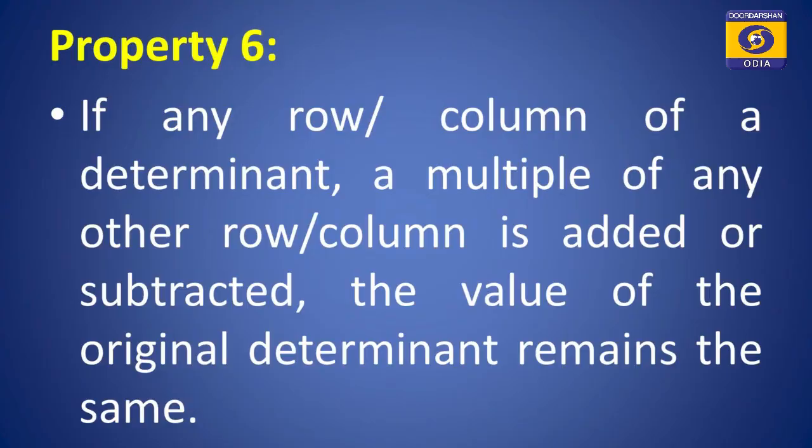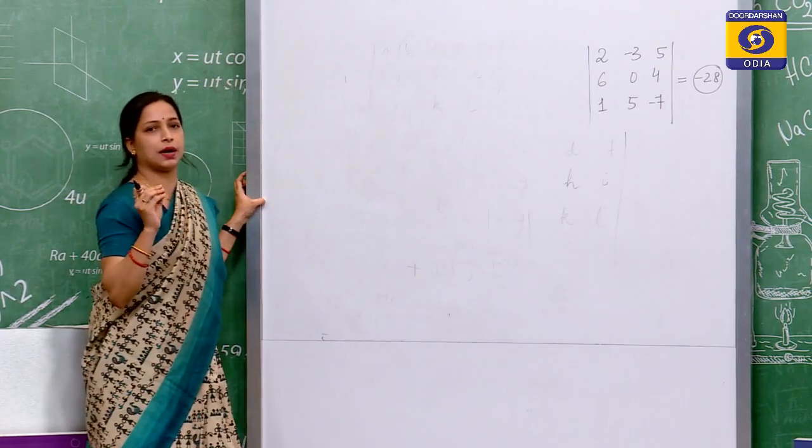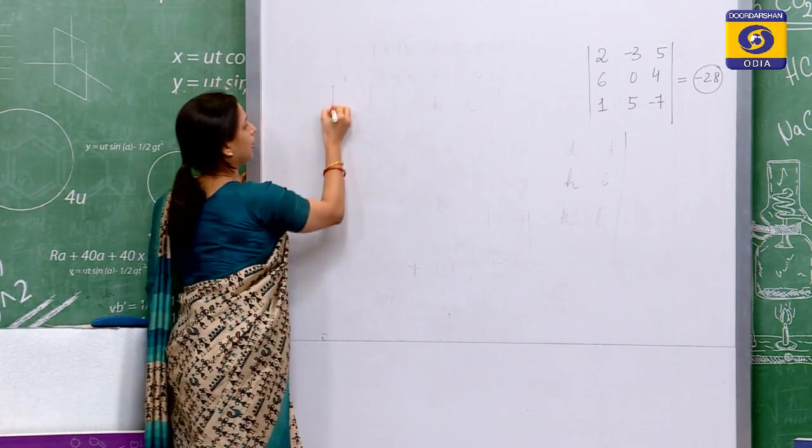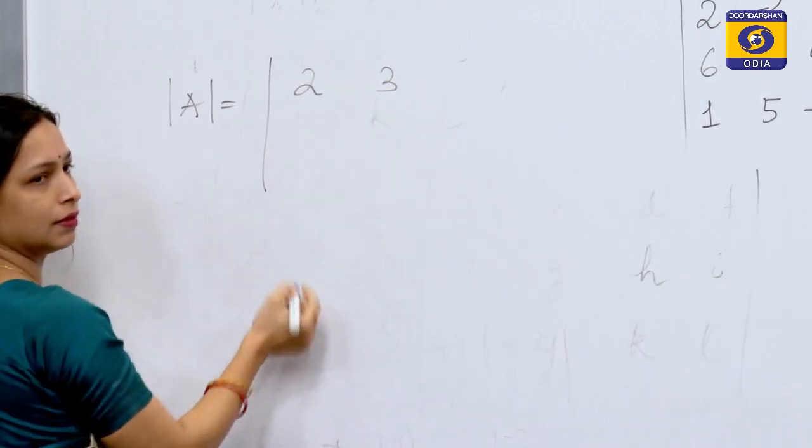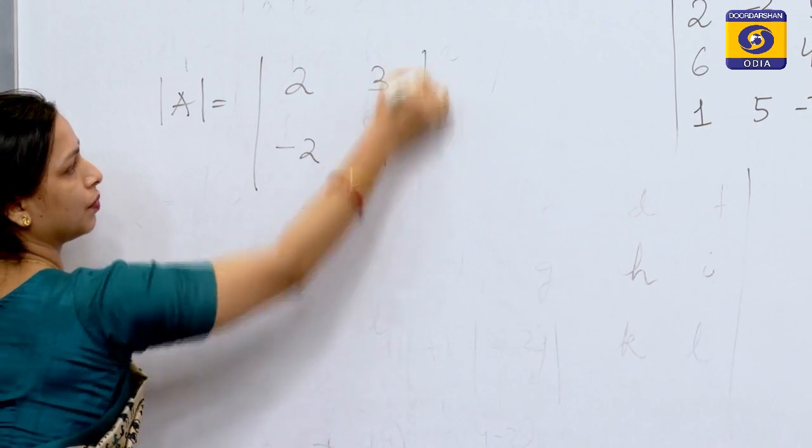Now, the last property says that if to any row or column of a determinant, a multiple of any other row or column is added or subtracted, then the value of the original determinant remains the same. Now, what does it mean? Now, let me show you an example. Let me take the example of an order 2 determinant. Okay. 2, 3, minus 2, 4. Okay.